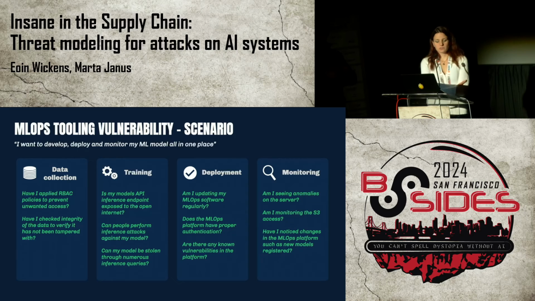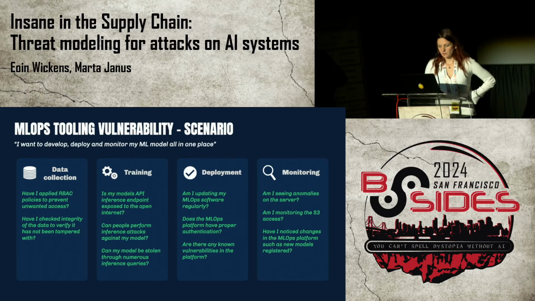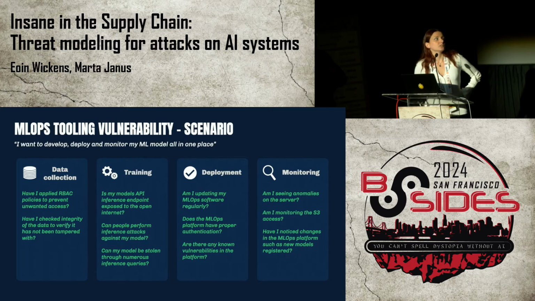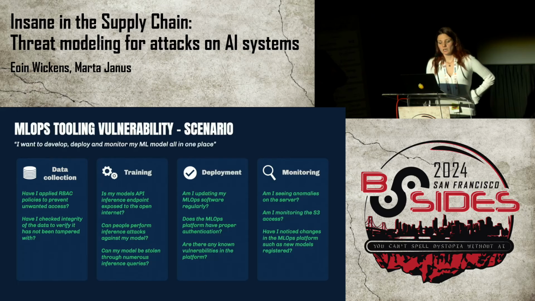What can we do? We should definitely treat all the machine learning frameworks and apps as regular software, and apply all the stuff that we apply to software. We should apply access control policies to our S3 bucket. We should check the integrity of the data that we are using to train the model.